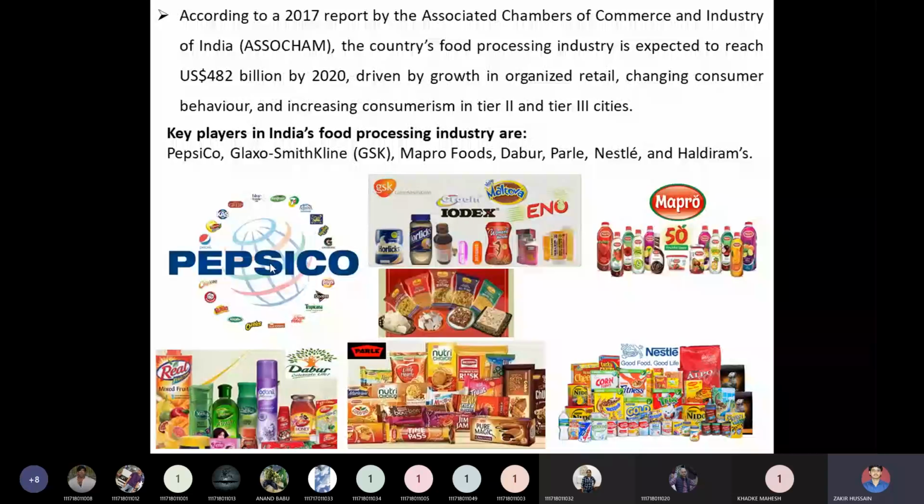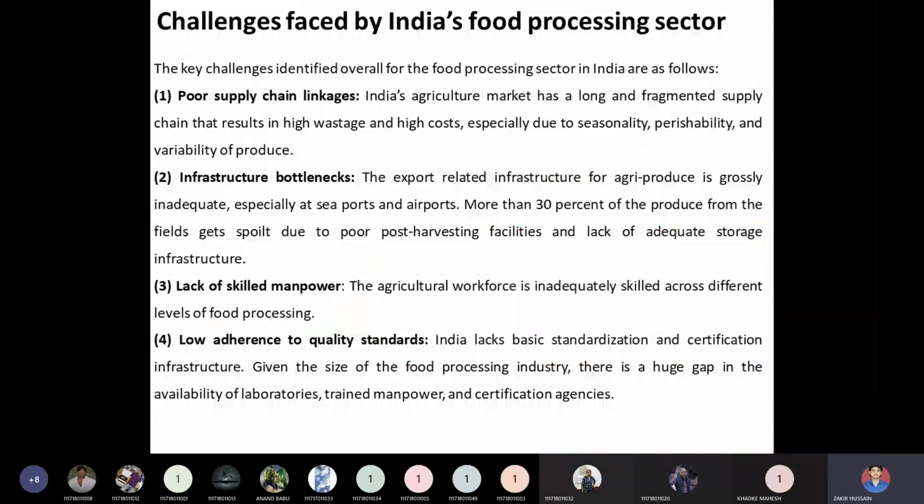So what are the key driving factors? What are the factors affecting this food industry? Then what are the challenges faced by this food industry? The key challenge faced by this food industry is poor supply chain linkages. If you see the logistics between the sectors, like agricultural farms to the food processing industry, there is poor logistics between these two. When there is poor logistics between the supplier and the consumer, then obviously some part of the food will be lost, some part of the food will be degraded.